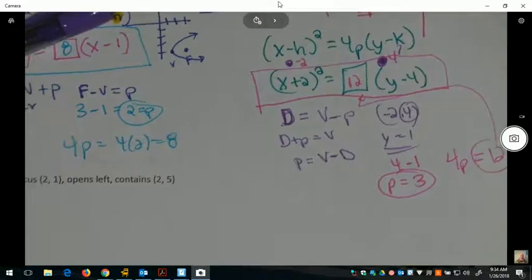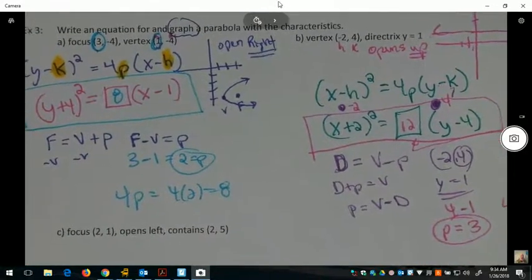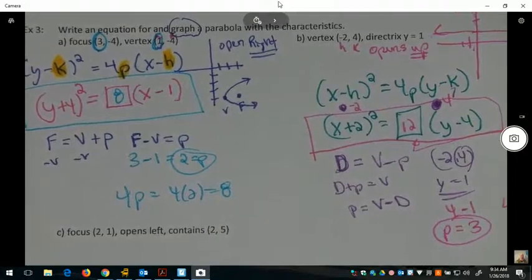Take a moment to try letter D. Letter D is very similar to A and B in terms of, hey, look, they already gave us the vertex. That's awesome. We have most of our equation already written. We just have to find the value of p.